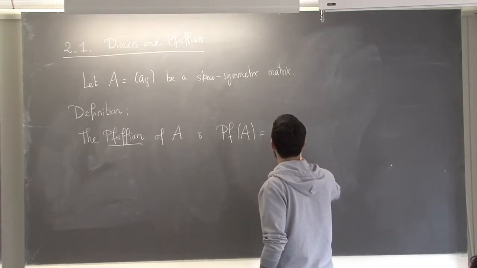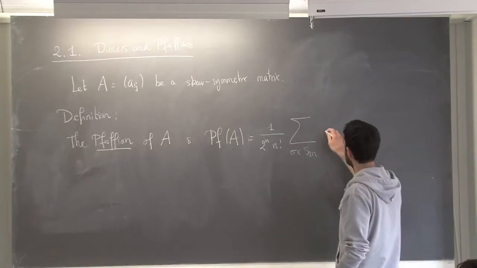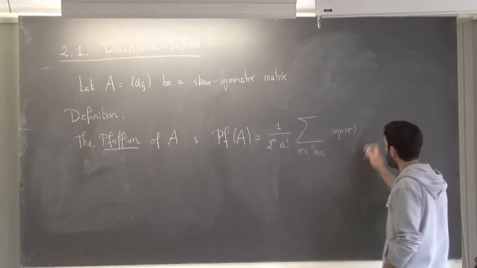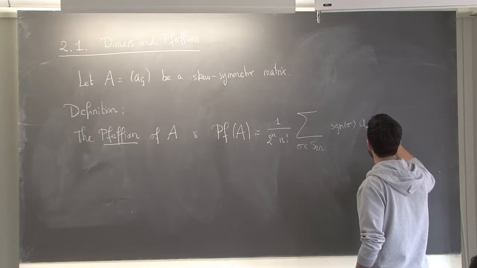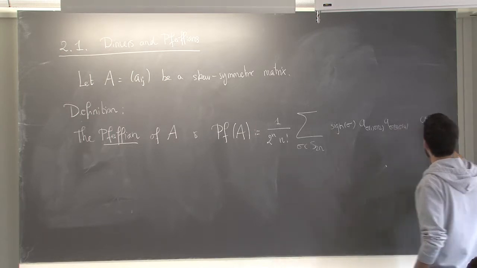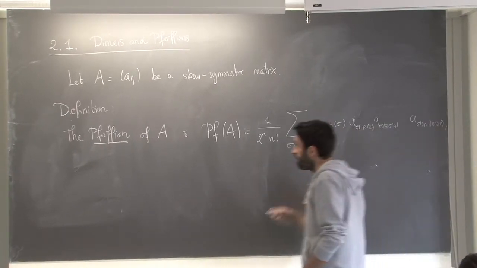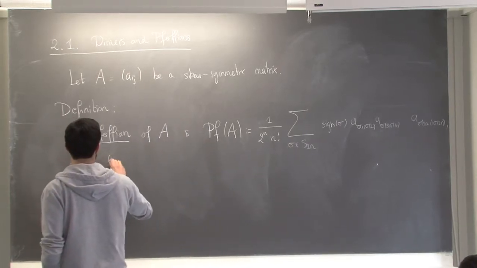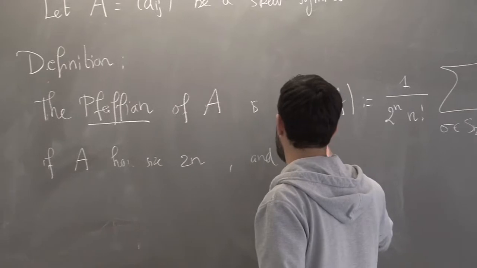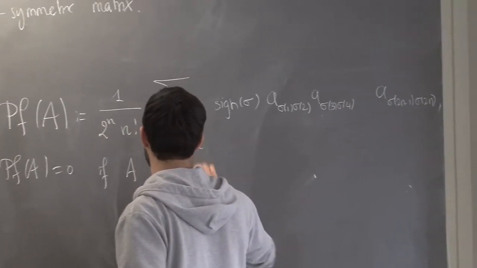1 over 2 to the power n, n factorial, sum over all permutations sigma of 2n objects, the signature of the permutation, which, remember my convention, is plus or minus 1, and then A sigma 1, sigma 2, A sigma 3, sigma 4, up to A sigma 2n minus 1, sigma 2n. This is the definition of the Pfaffian if A has size 2n, so even size, and the Pfaffian of A is 0 otherwise, if A has odd size.